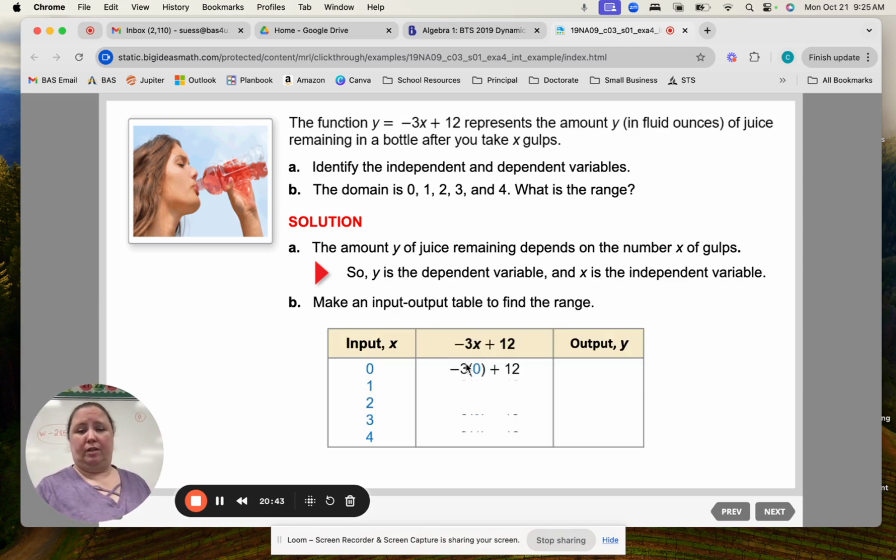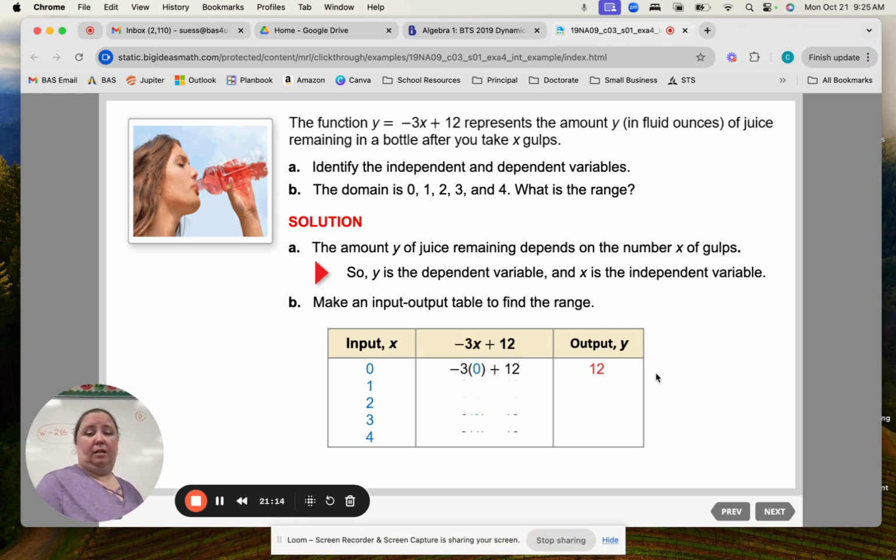So you can make an input-output table that looks something like this. I would do this once. So we're going to do it right now, just so you do it one time. After that, I don't care if you do an input-output table if you can do the math without creating it. So if I plug in 0, I get negative 3 times 0 plus 12, and then our output is 12.